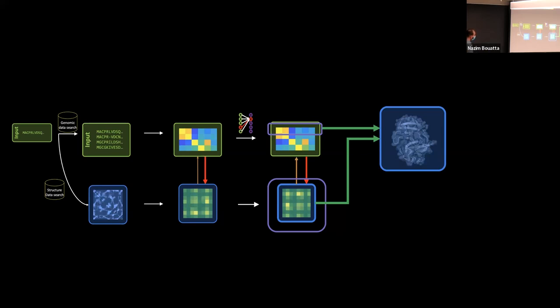So in a nutshell, now we pick the top row, we pick the pair representation, and we need to find a map such that we get our structure. So that's our plan. So the structure module.